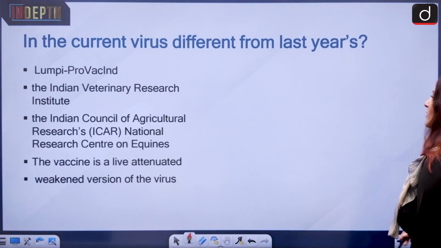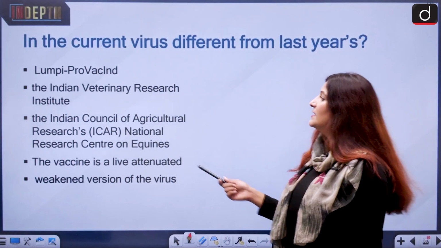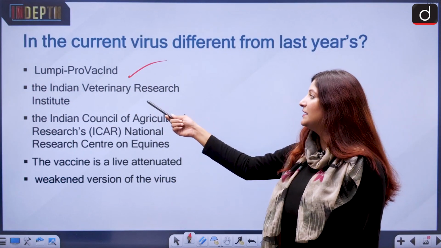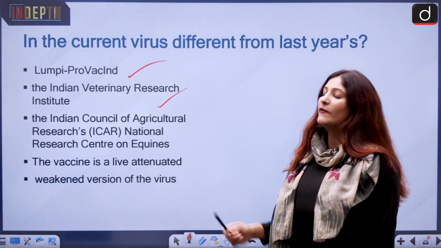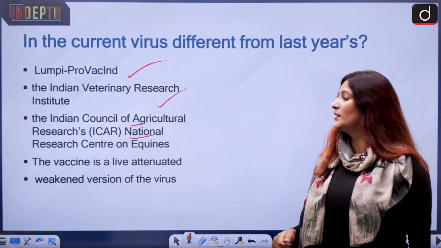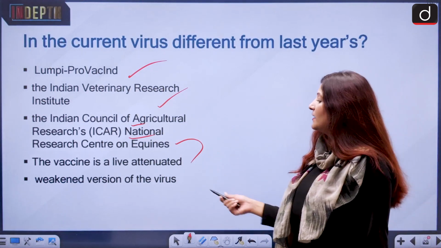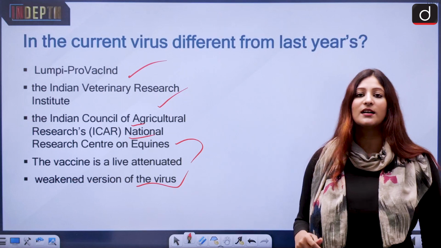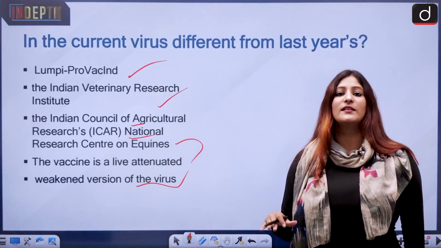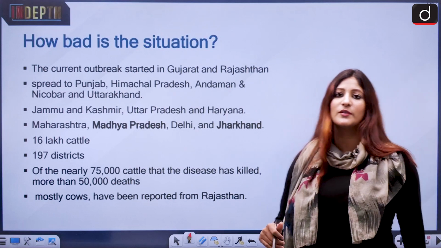One thing that we have to know over here is that we have our own indigenously developed vaccine for lumpy skin disease, that is the Lumpi-ProVacInd. It has been developed by the Indian Veterinary Research Institute with collaboration from the Indian Council of Agricultural Research, National Research Center on Equines. The vaccine is a live attenuated vaccine, a weakened version of the virus. That means once cattle get vaccinated, they get a similar immune response, but they will not get infected. So this can give a boost to the immune system.